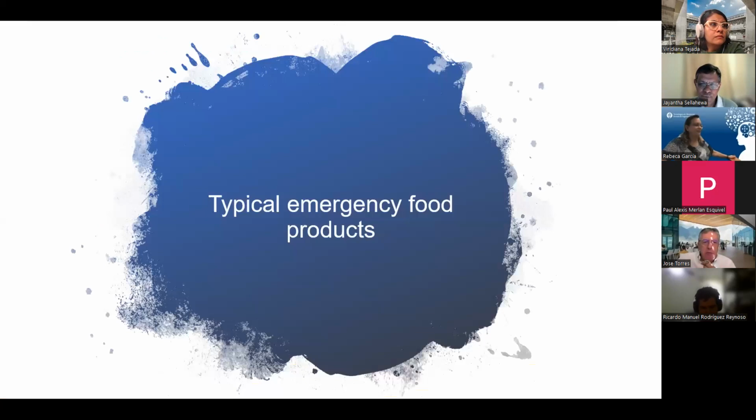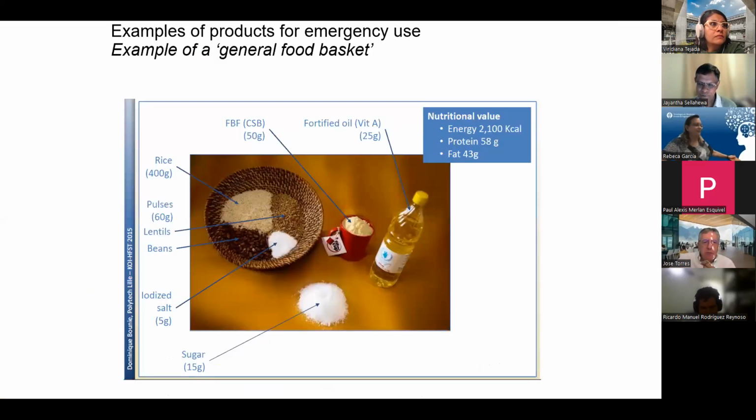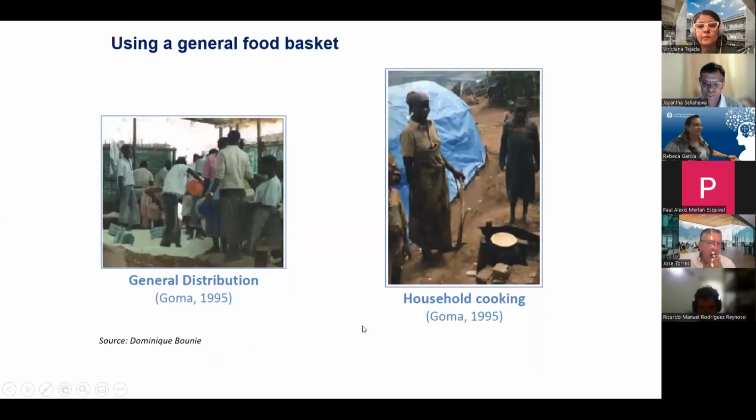So I'll give you a very quick overview of the typical products that are used right now in emergencies by these various agencies I referred to. Now, you would have come across this before. This is called the general food basket. Typically, it's a combination of rice, salt, sugar, some grain, some oil, and this is what's called fortified blended foods, and I will describe that later in a bit more detail.